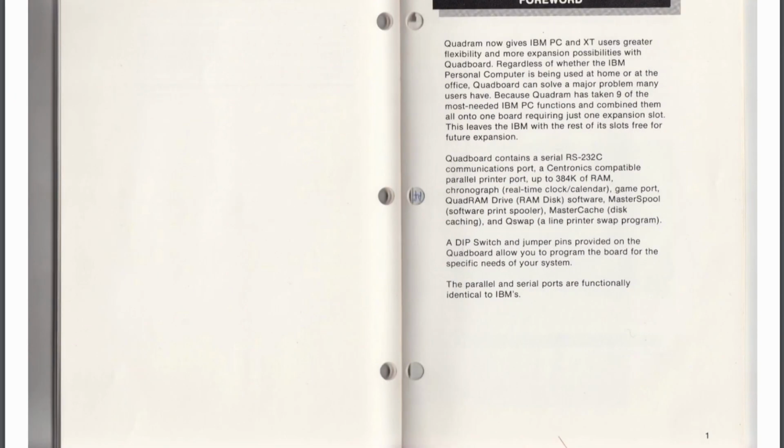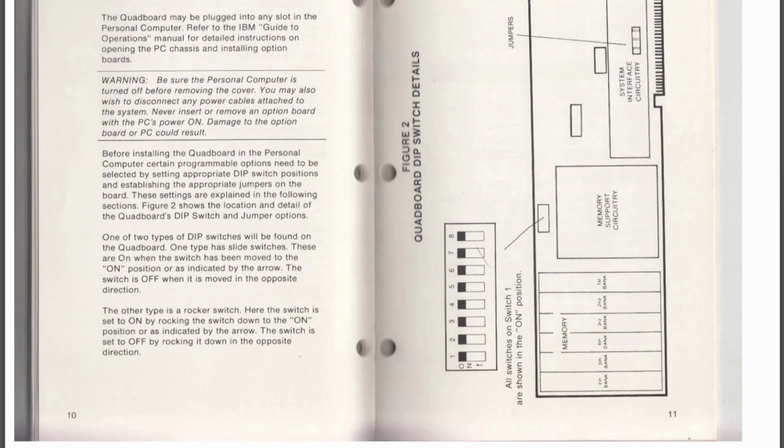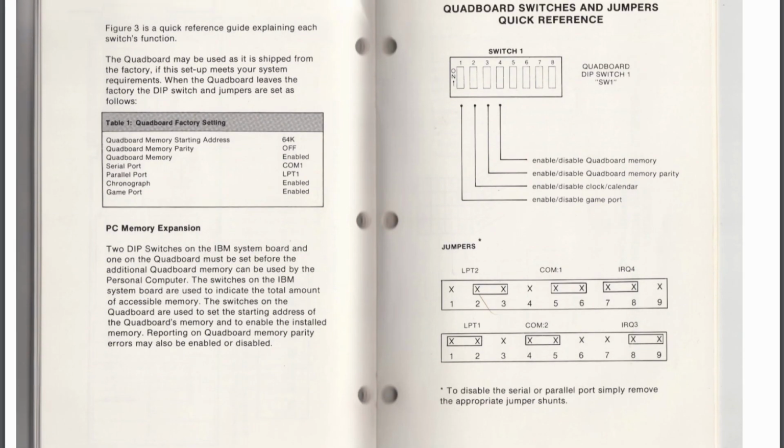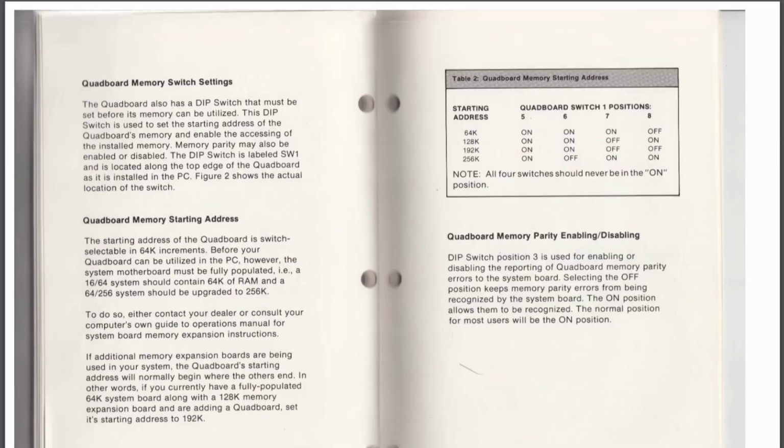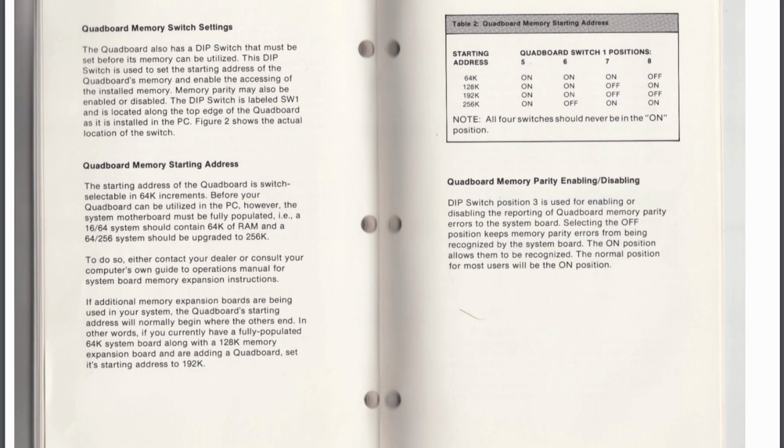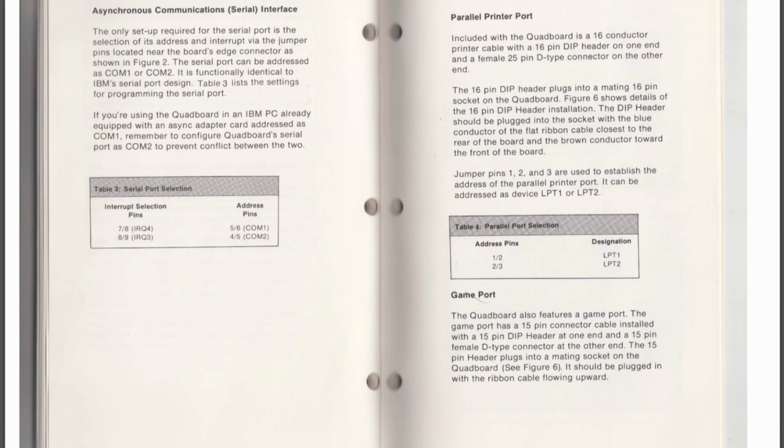So it has a serial port. It can provide up to 384 kilobytes of additional RAM. It provides a parallel port, and you use these dip switches and jumpers to configure the card. Now, in this particular case, all of the 6 memory banks have been completely filled with 384 kilobytes of RAM. However, the PC still only recognized 256 kilobytes, which is the total memory which is on the main board. So we need to investigate why.